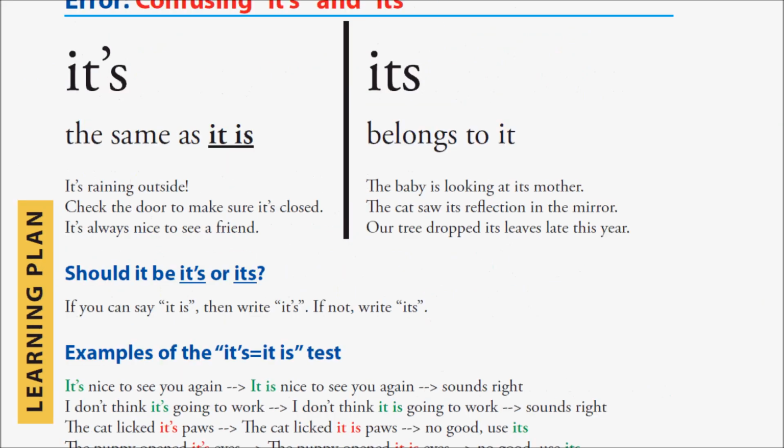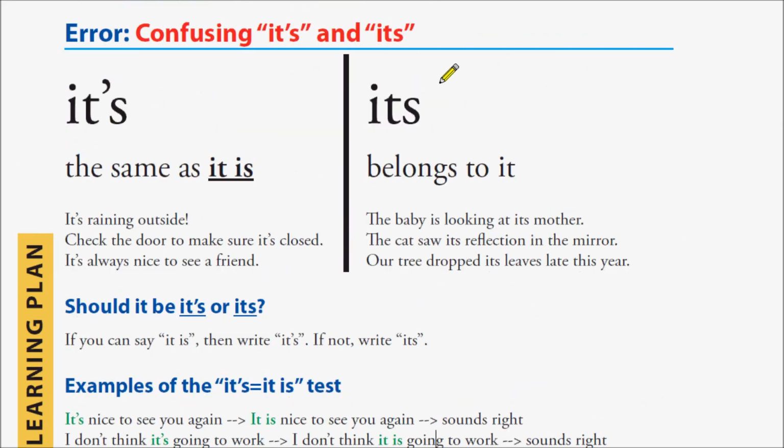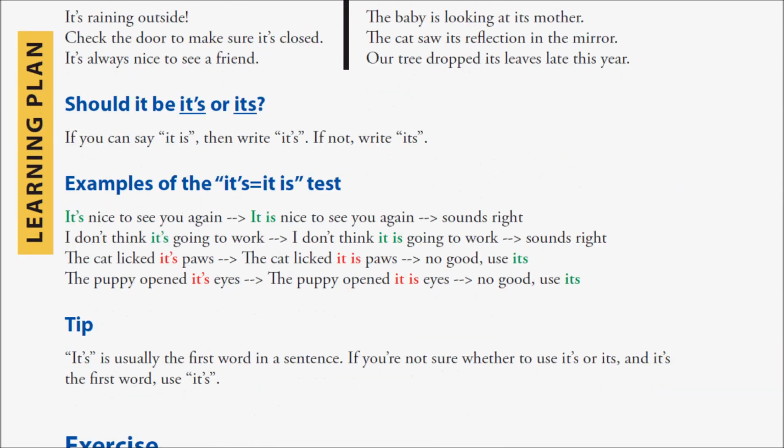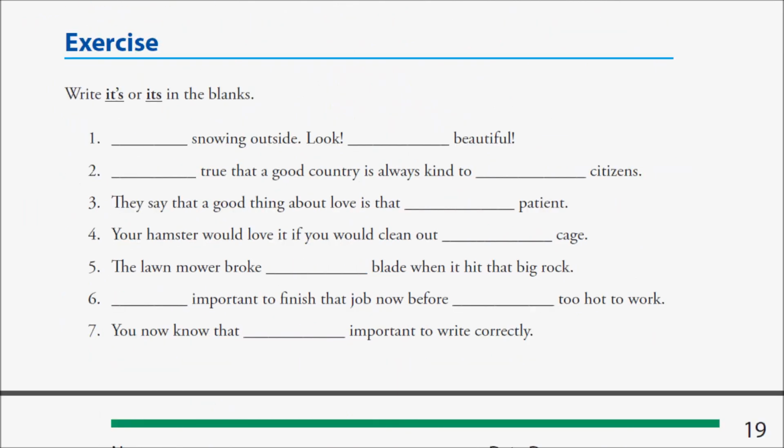This is a really, really common mistake, a really common confusion. And just try not to make it. And again, the only way to fix it is to just practice doing it over and over again. All right. And here you're going to write its or it apostrophe s in the blanks. And you should get these all right.